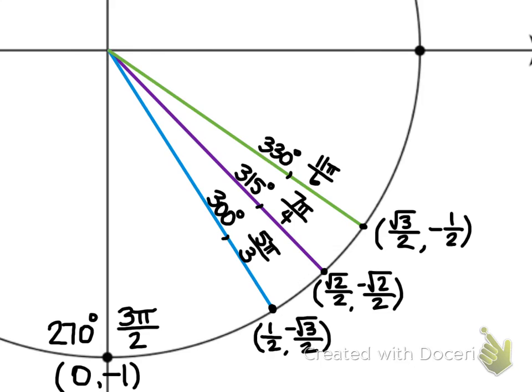Next is 330 degrees, which is 11 pi over 6 radians, and the ordered pair square root of 3 over 2, comma negative 1/2. Okay, and then once we go back up, we're back to 360 degrees, which was the same as 0, and 2 pi, which is the same as 0 radians, and our ordered pair is still the same, 1, 0.